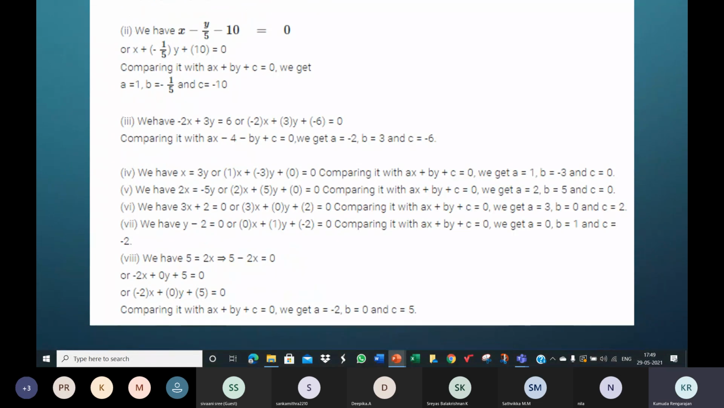That's what you'll have to do everywhere. You can just look at this one, the 8th one. Look at this. So 5 is equal to 2x. So when you bring 2x, which is on the right hand side, to the left hand side, you get 5 minus 2x is equal to 0. Or it's minus 2x. The y term is missing, so plus 0y plus 5 is equal to 0.